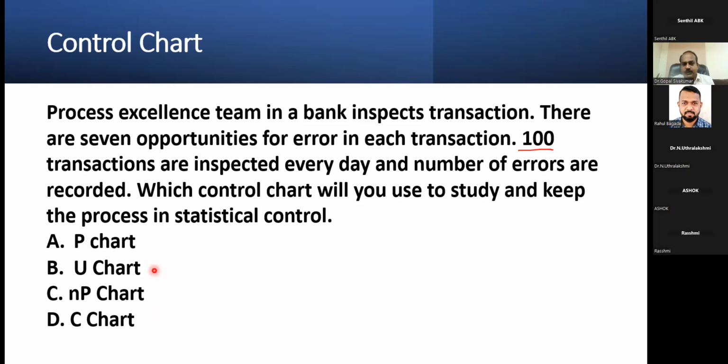Yes. Now, in order to choose between C and U, you need to ask yourself whether the sample size is constant or changing every day. See here, they are telling you clearly 100 transactions are inspected every day. That means sample size is constant. In that situation, go for C chart. If it is not constant, you can go for U chart. All of you understand when to go for C and U chart? Minitab will do it for you. You should only know which chart is appropriate.